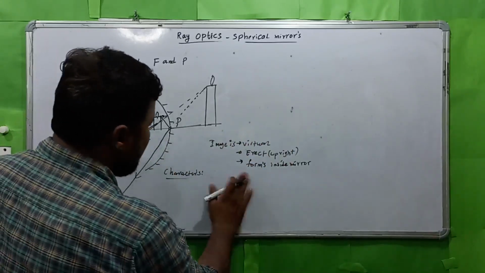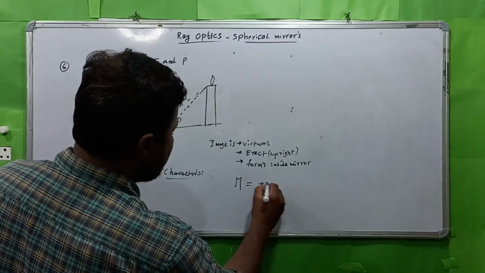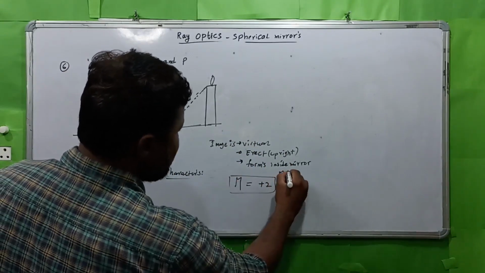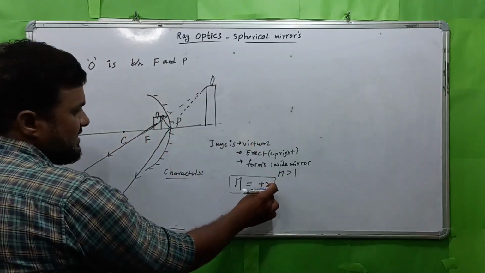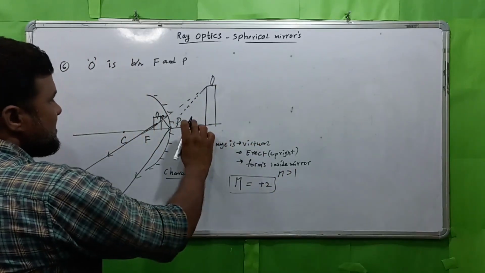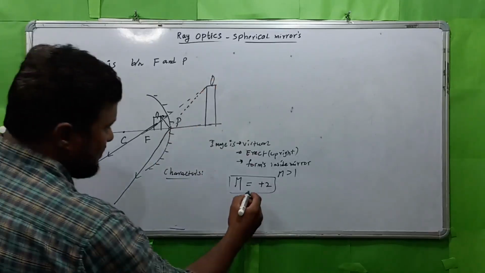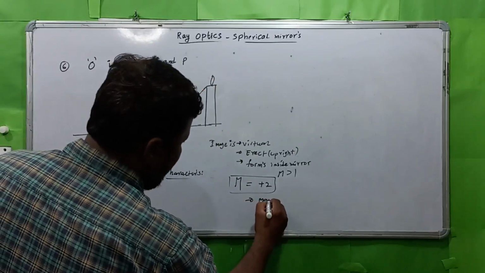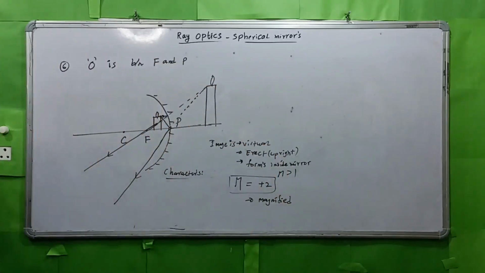Very important. And if you observe, magnification is +2. Actually magnification is greater than 1. So approximately I treat it as +2, double size. So I got a magnified image here. So another characteristic you can write: enlarged or magnified virtual image.